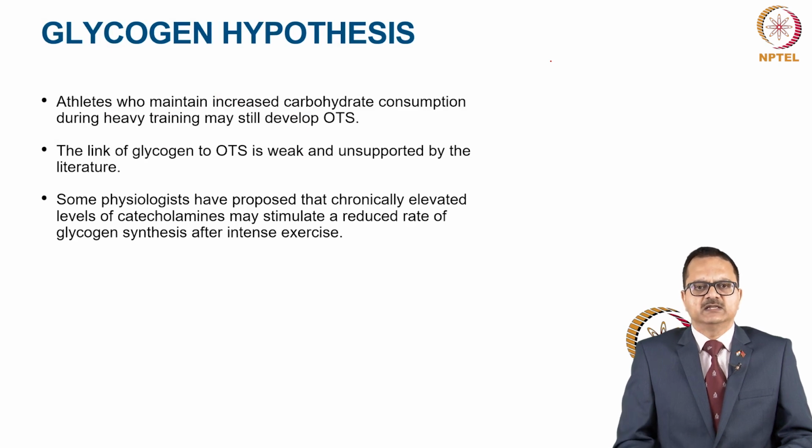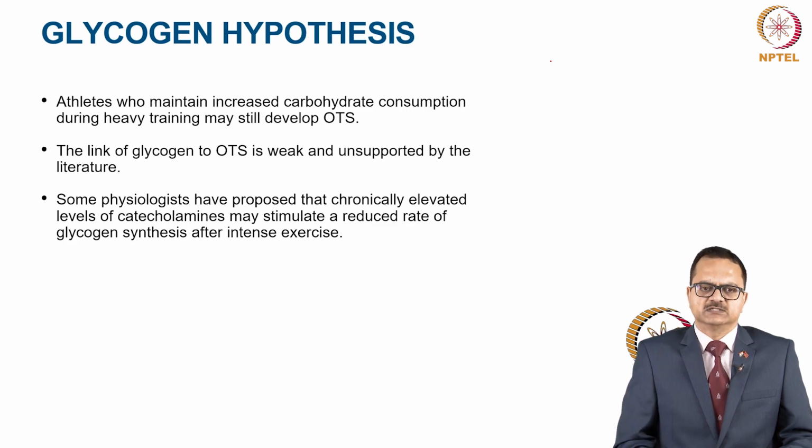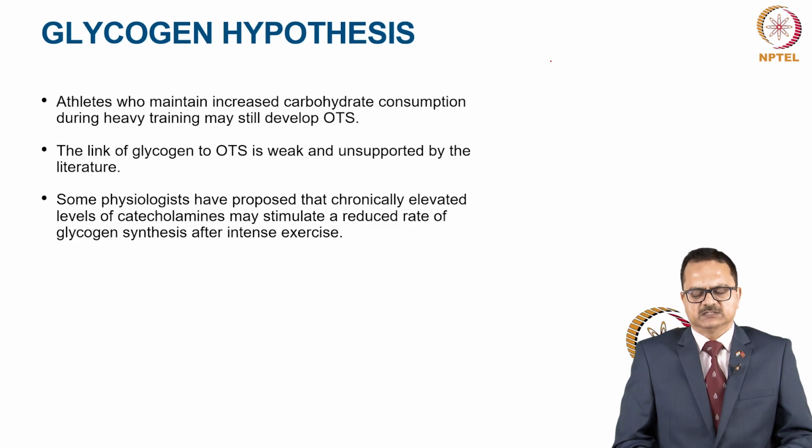Athletes who maintain increased carbohydrate consumption during heavy training may still develop overtraining syndrome because the link of glycogen to overtraining syndrome is weak and unsupported. Some physiologists have proposed that chronically elevated levels of catecholamines may stimulate a reduced rate of glycogen synthesis after intense exercise.